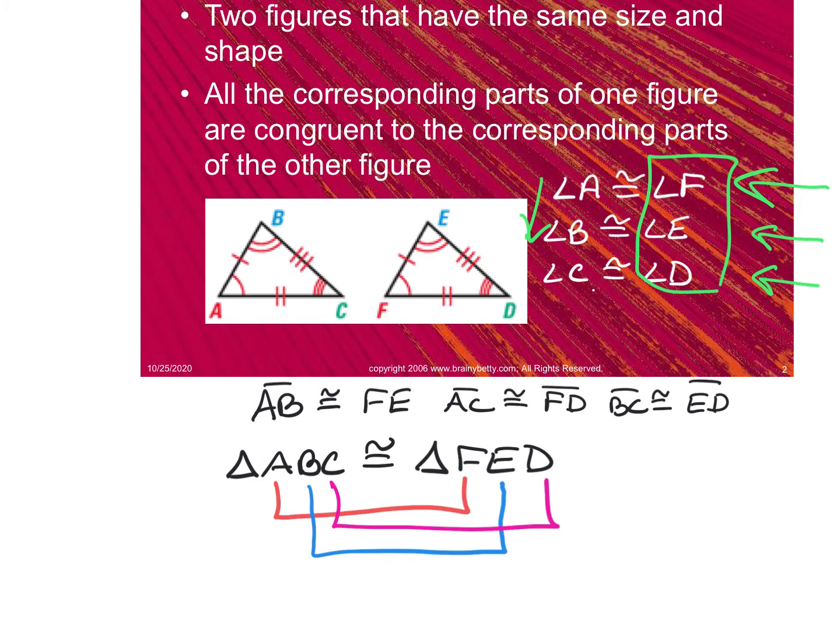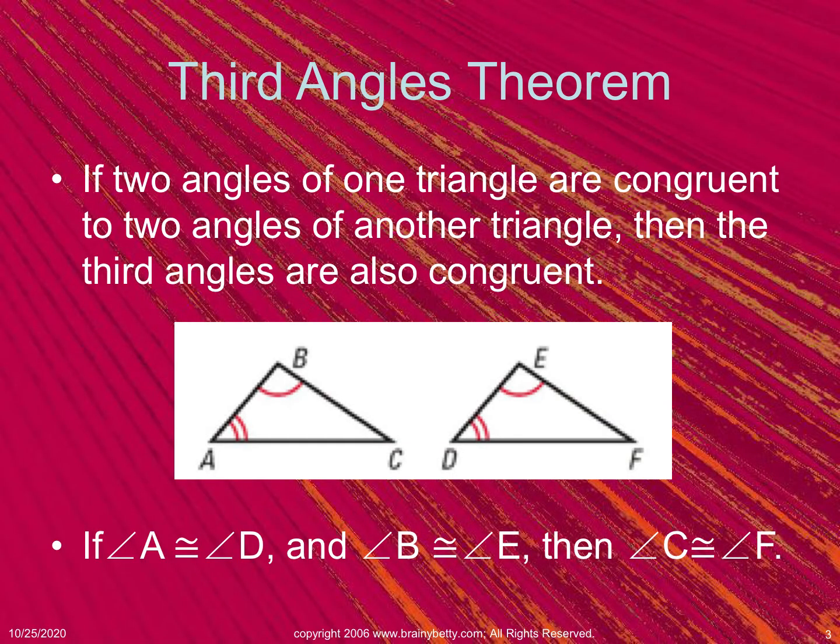Now, at the beginning, we're going to need to show that every single angle and every single side matches. Later on, we're going to learn shortcuts where we don't have to come up with 6 different things that match. We're going to get away with only finding 3 things that match. So let's go ahead and look at our next theorem. It's called the third angles theorem. Everybody good on this slide? The next slide is called the third angles theorem.